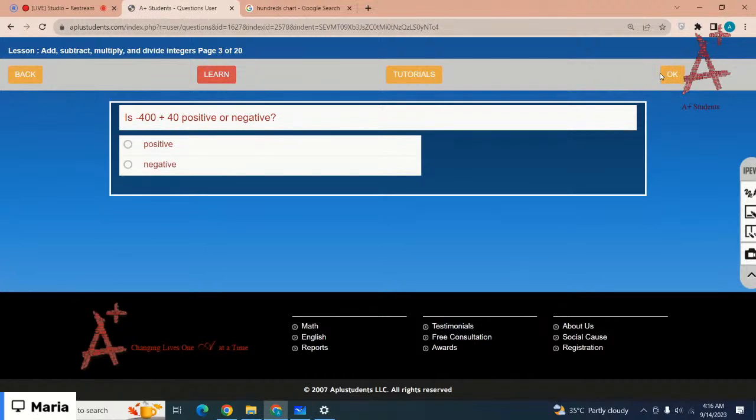Okay, is negative 400 divided by 40 positive or negative? You are dividing a negative and a positive number. Which is the correct option? When you are dividing a positive and a negative number, your answer must be negative because one of the numbers is negative. So the answer must be negative, right?